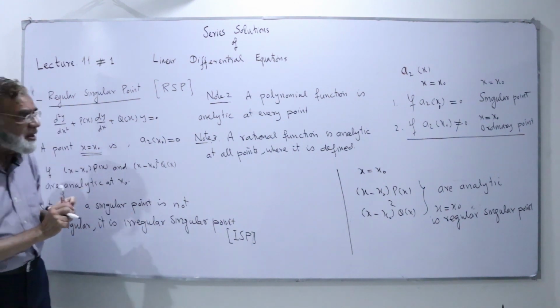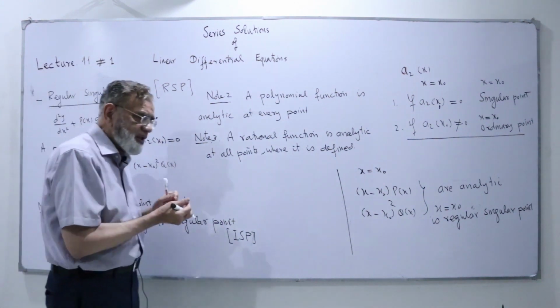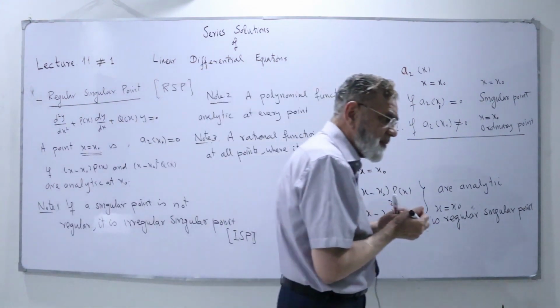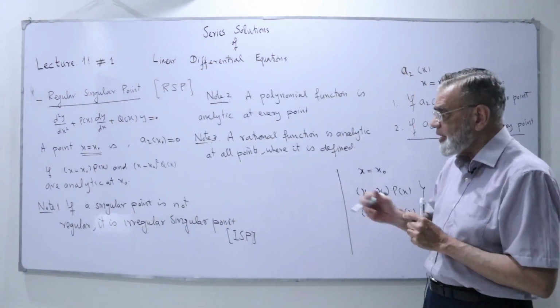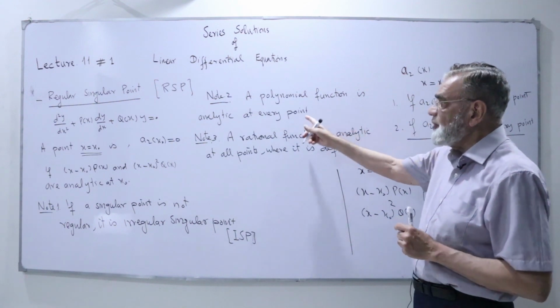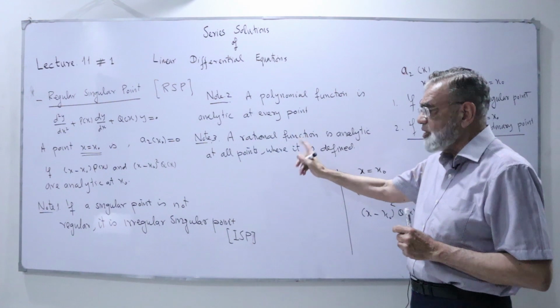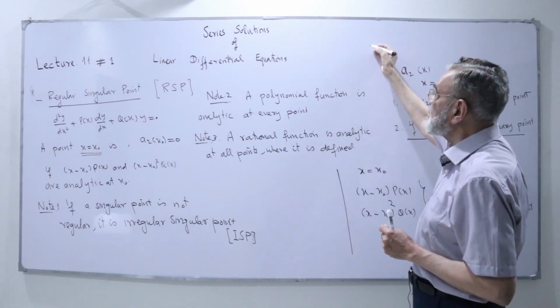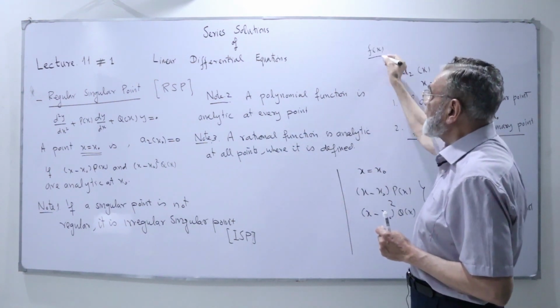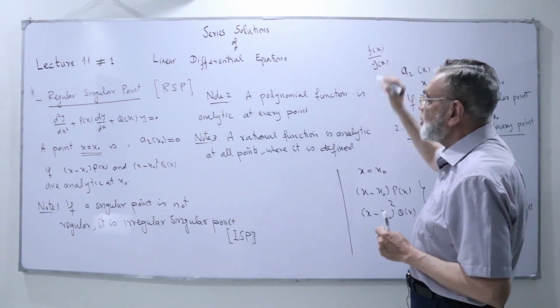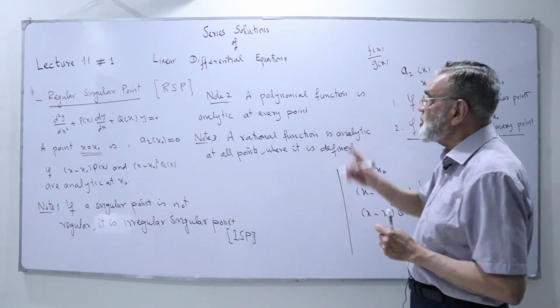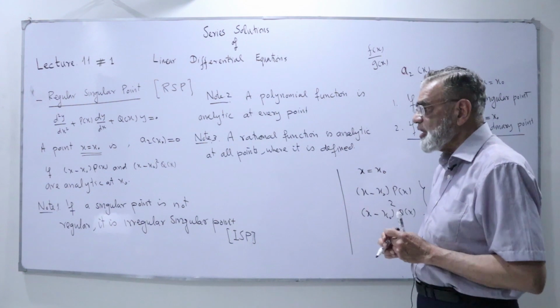Whenever we say analytic, an analytic function is one that we can write in terms of a Taylor series. If we have a polynomial function as the result, then every polynomial function is analytic at every point. And if it's a rational function, that means a function like f of x over g of x, where g of x is not equal to 0, we say it's a rational function. So this is analytic at all the points where it is defined.